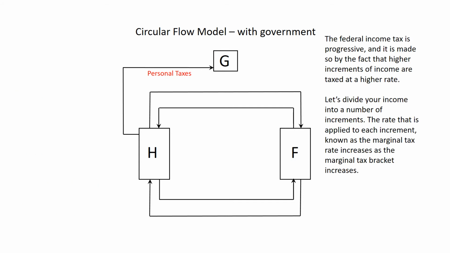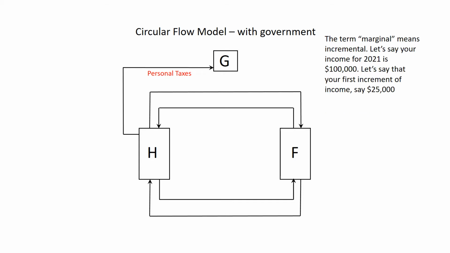The federal income tax, however, is a progressive tax, and it is made so by the fact that higher increments of income are taxed at a higher rate. Let's divide your income into a number of increments. The rate that is applied to each increment, known as the marginal tax rate, increases as the marginal tax bracket increases. The term marginal simply means incremental.